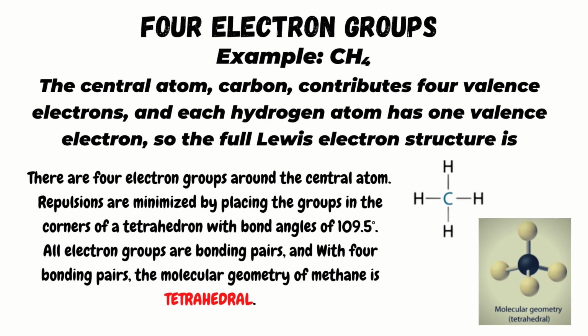If there are 4 electron groups, example for that is CH4, methane. The central atom carbon contributes 4 valence electrons and each hydrogen atom has 1 valence electron. So the full Lewis electron structure is given below. There are 4 electron groups around the central atom. Repulsions are minimized by placing the groups in the corners of a tetrahedron with bond angles of 109.5 degrees. All electron groups are bonding pairs and with 4 bonding pairs, the molecular geometry of methane is tetrahedral.